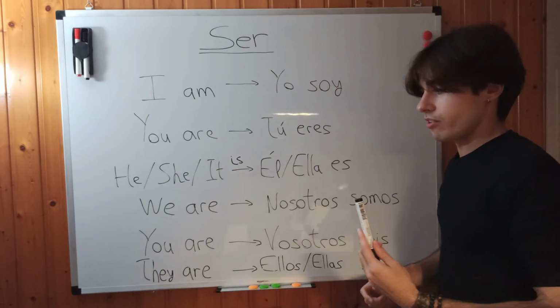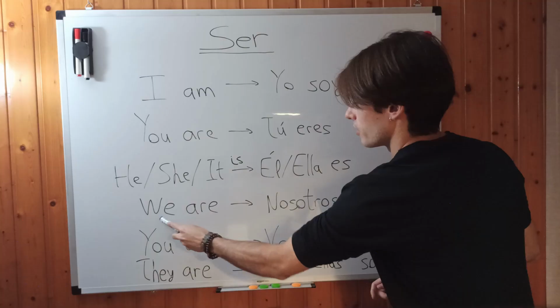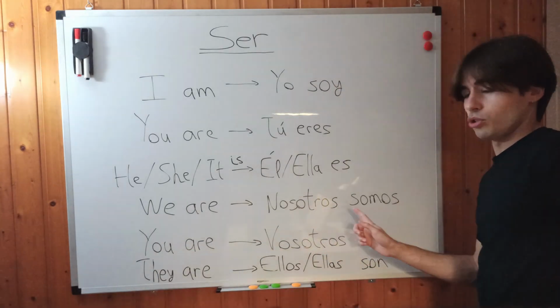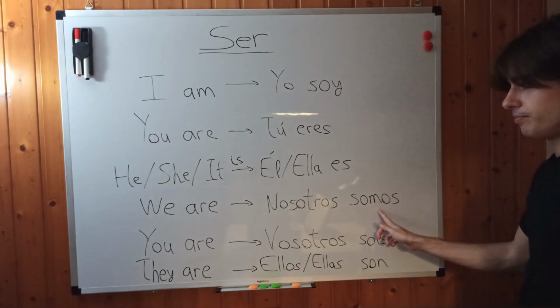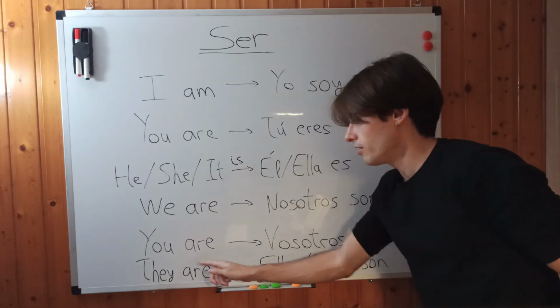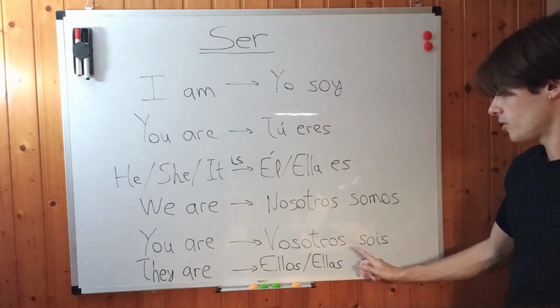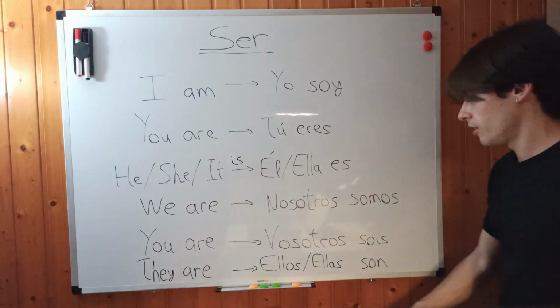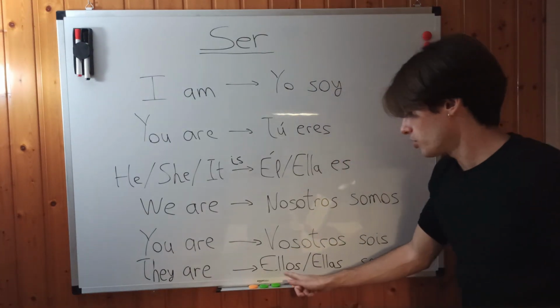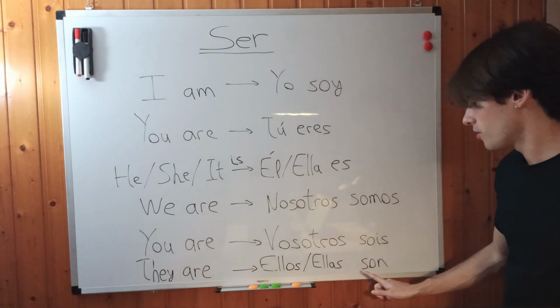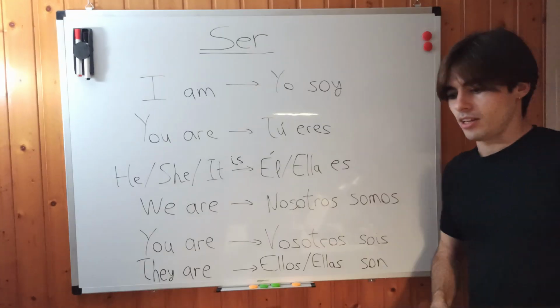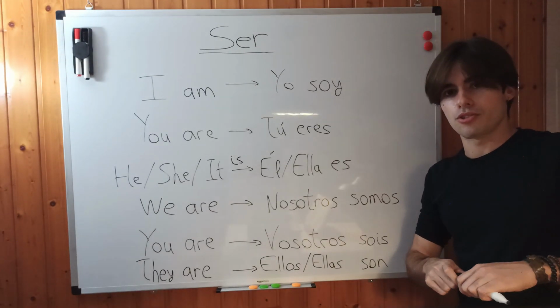Then we go to the plural form, and we have we are, nosotros, somos. You are, vosotros, sois. They are, ellos, ellas, son. Now, I want to point out two things.